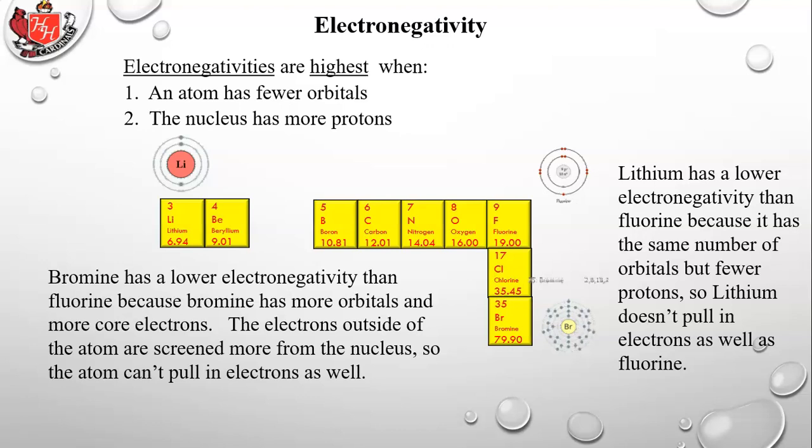Going up and down a group, the driving force is the number of orbitals. Bromine has so many orbitals and so many electrons between the nucleus and any electrons outside of the atom that it's not going to pull in those outside electrons at all well. So bromine has a lower electronegativity than fluorine. So fluorine is the highest possible electronegativity. It's ranked 4.0 on the Pauling scale.